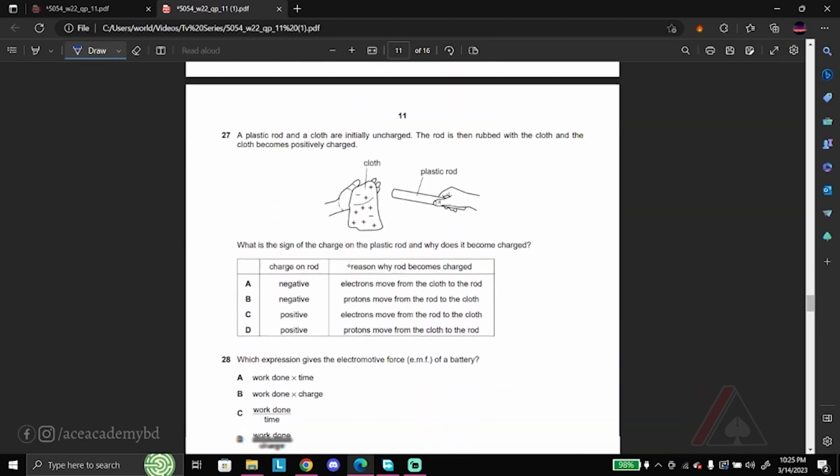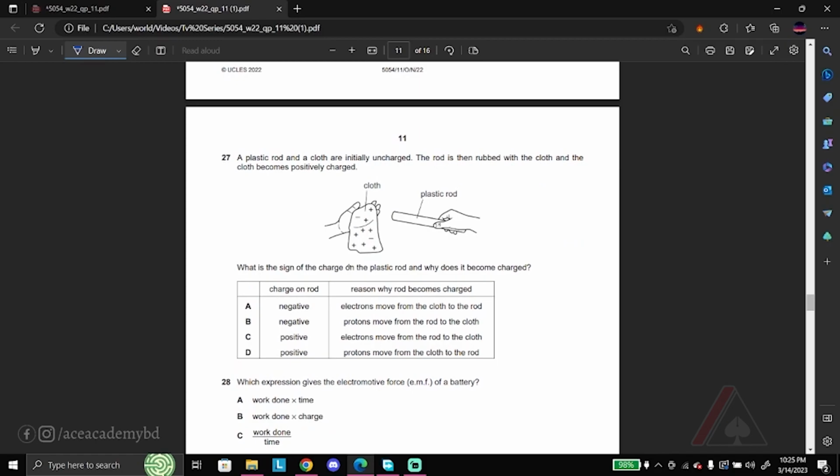So let's move on to 27. A plastic rod and a cloth are initially uncharged. The rod is then rubbed with the cloth and the cloth becomes positively charged. What is the sign of the charge on the plastic rod, and why does it charge?